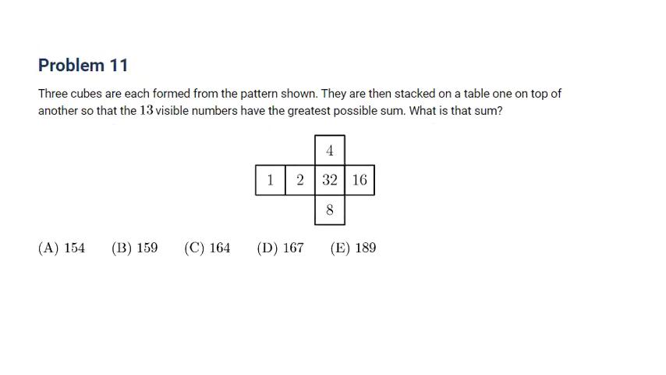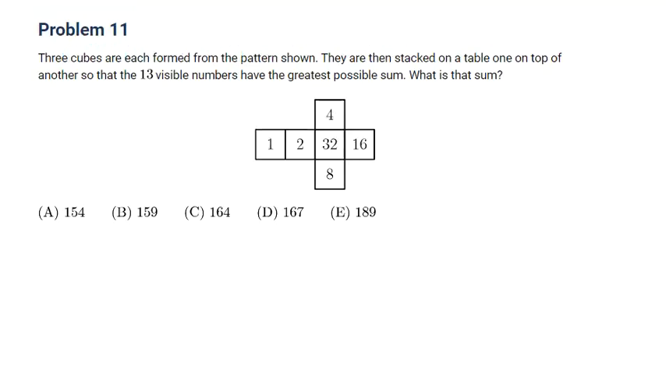Okay, problem 11. 3 cubes are each formed from the patterns shown. They're stacked on a table, one on top of another, so that the 13 visible numbers have the greatest possible sum. What is that sum? Okay, 13 visible numbers.